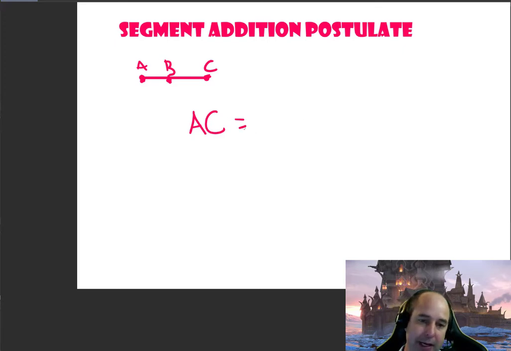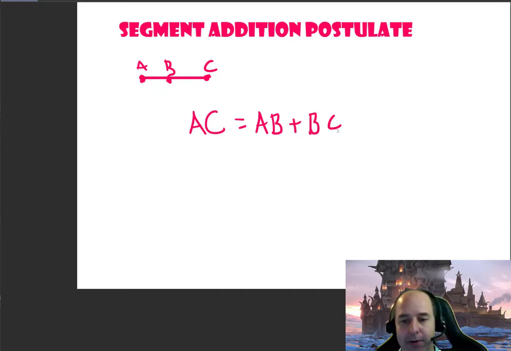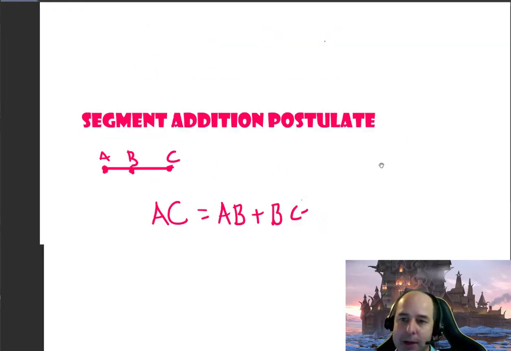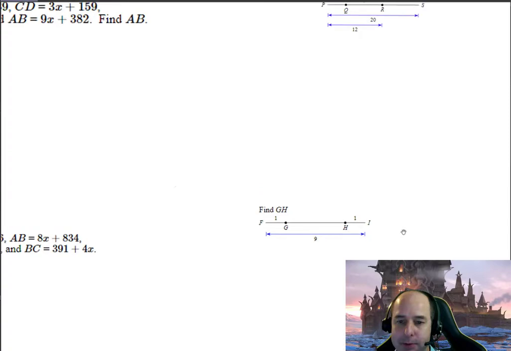the distance from A to B plus the distance from B to C. So that's what it is. Basically, this segment is made up of these two segments here. All right, so knowing that, let's go ahead and do some problems with it and see where we're at.